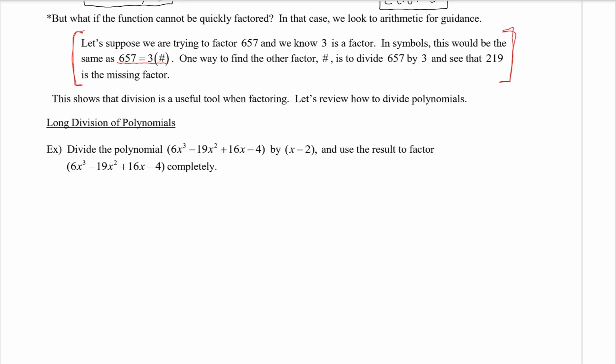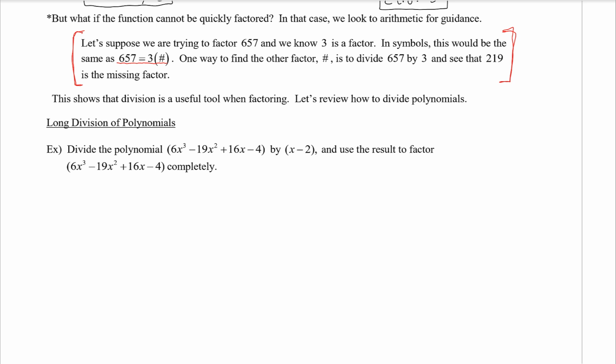Well, what if I want to find that missing number? Well, I can just divide both sides by 3. I could just divide 657 by 3 and get 219. So that tells me that once I figure out that 3 is a factor of 657, I can use division to see that 219 is yet another factor of 657. So this is kind of a hint as to how we can factor complicated or high degree polynomials. So let's see that in action.